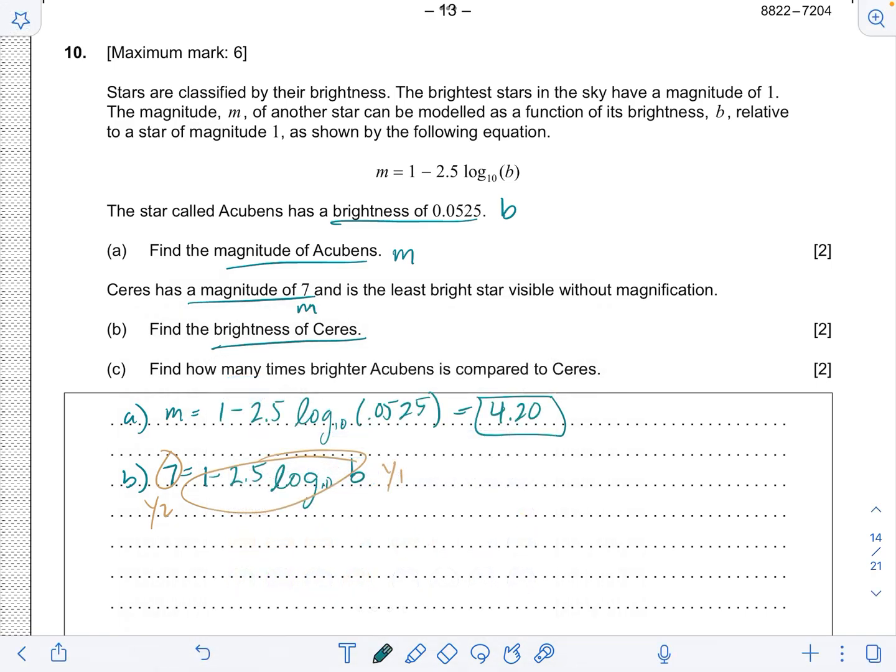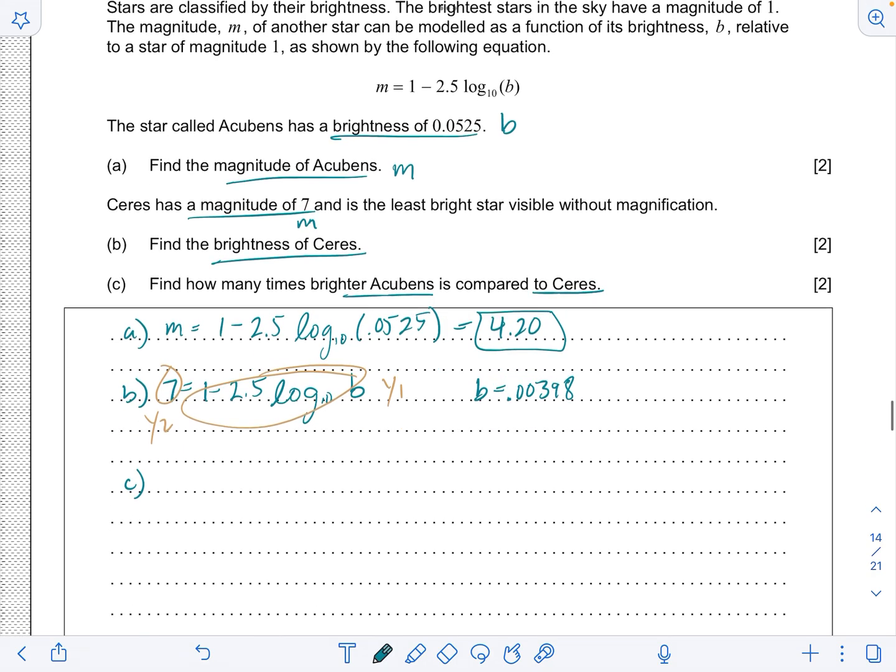But once you do, you'll get that B is equal to 0.00398. And part C says how many times brighter is Acubin's compared to series, and number of times just means compare by multiplication or compared by division.